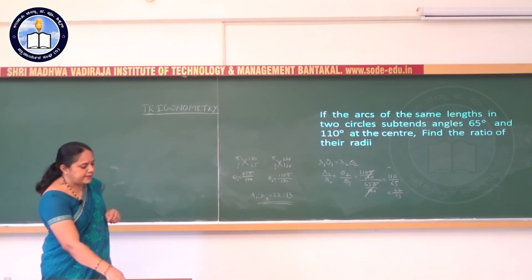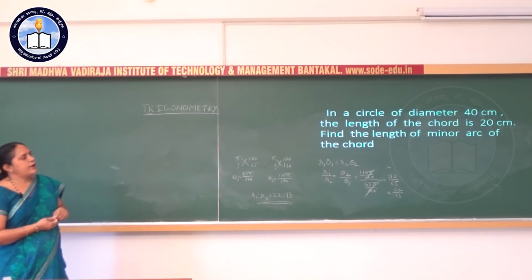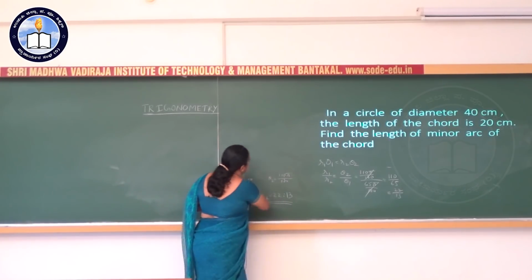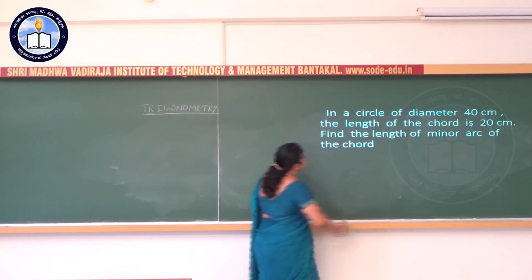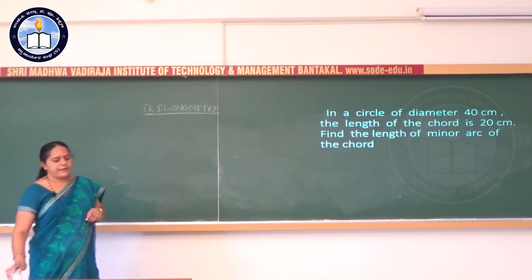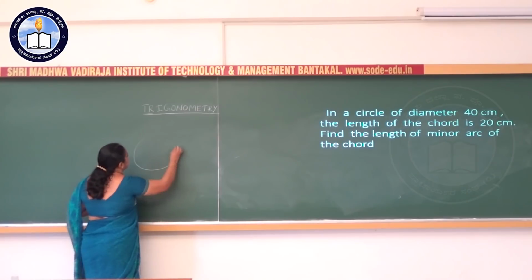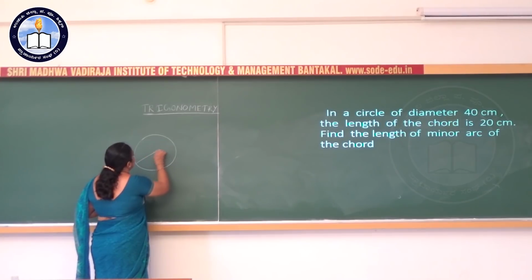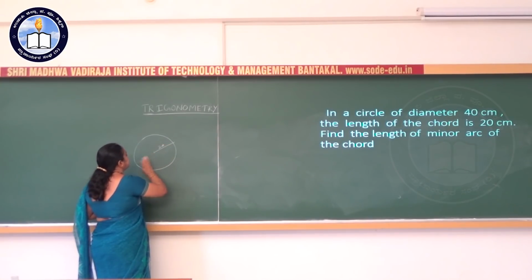Now, one more problem. In a circle of diameter 40 centimeter, the length of the chord is 20 centimeter. Find the length of the minor arc of the chord. In a circle of diameter 40 centimeter, diameter given 40 centimeter, therefore radius is equal to 20 centimeter.